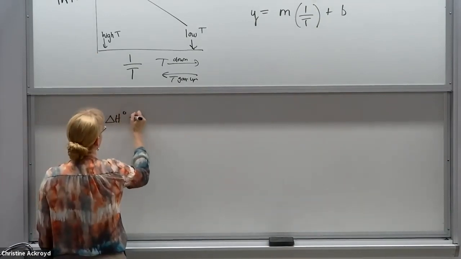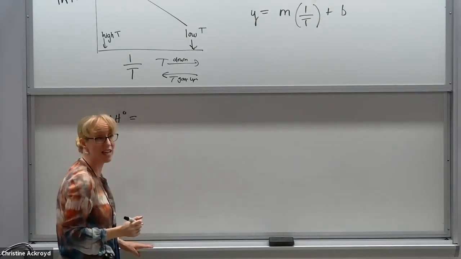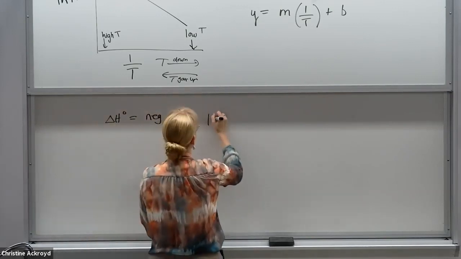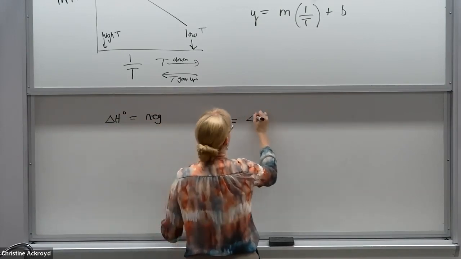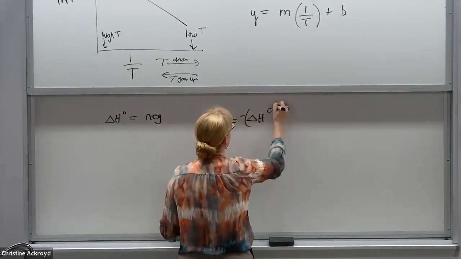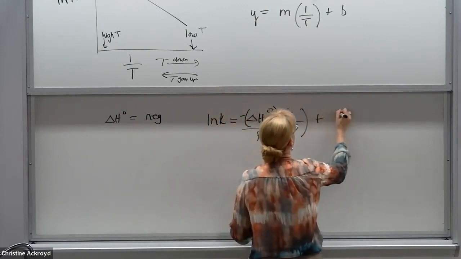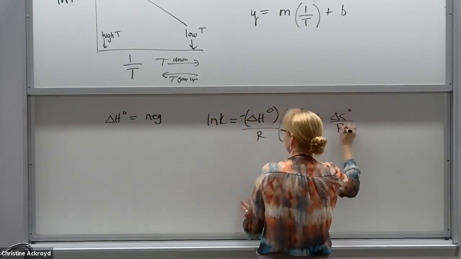Exothermic, delta H naught is what? What's the sign of it? It's negative. Okay, so we have our equation: natural log of k equals minus delta H naught over R times our x value, 1 over T, plus delta S naught over R.